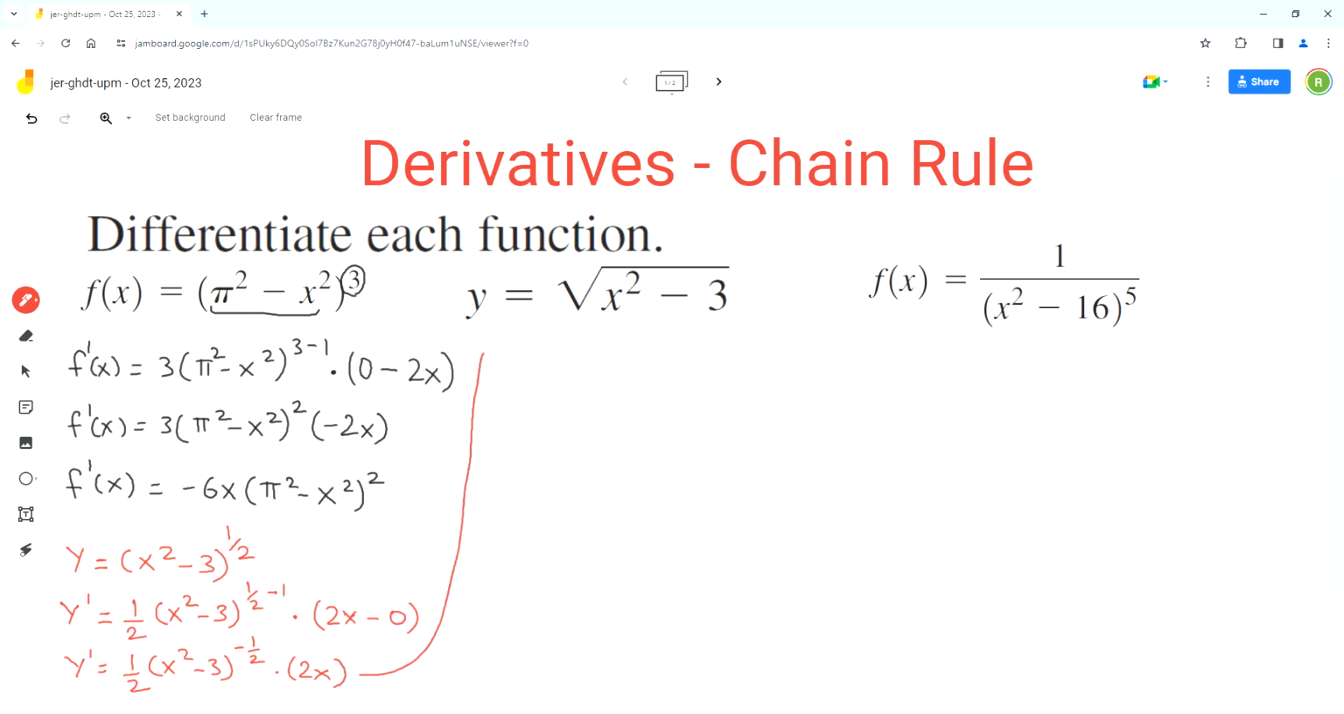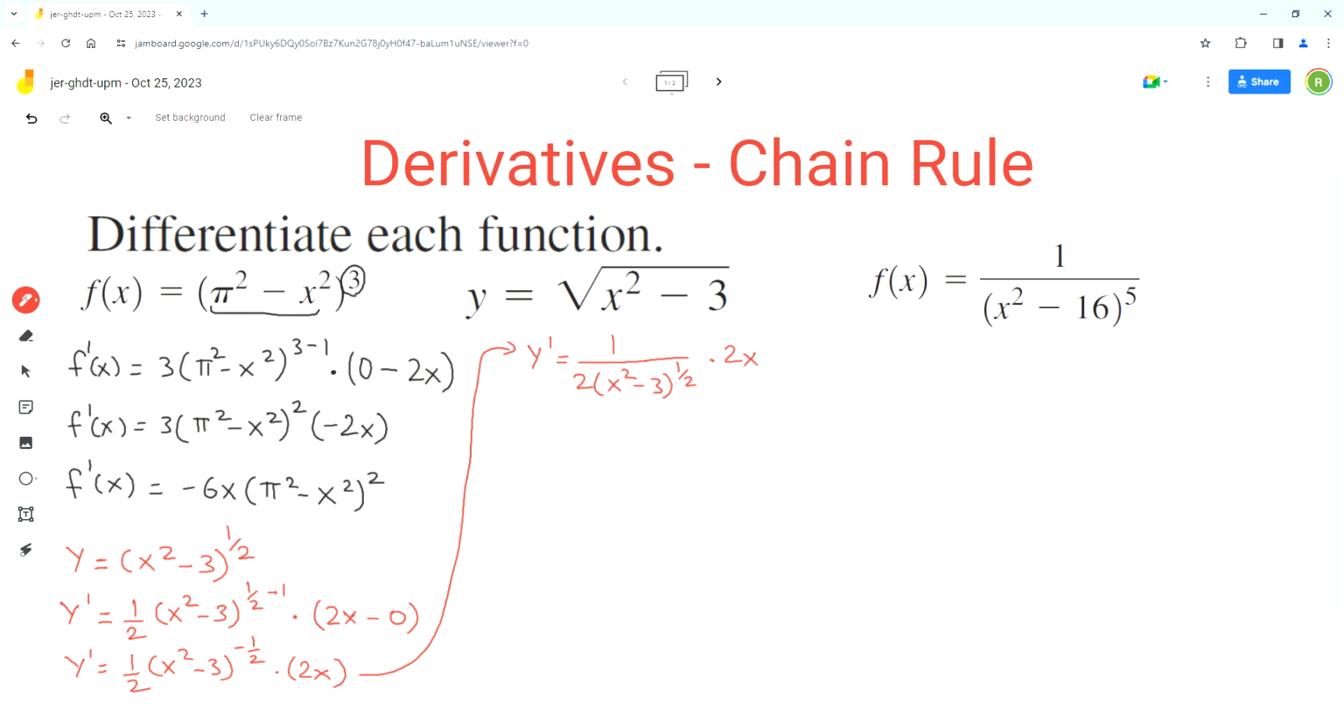Now we can simplify this expression. See, x squared minus 3 has a negative exponent, and in our final answer we should not have a negative exponent, so we should move x squared minus 3 to the denominator. So we get y prime equals 1 over 2, and then parentheses (x squared minus 3) exponent half times 2x.